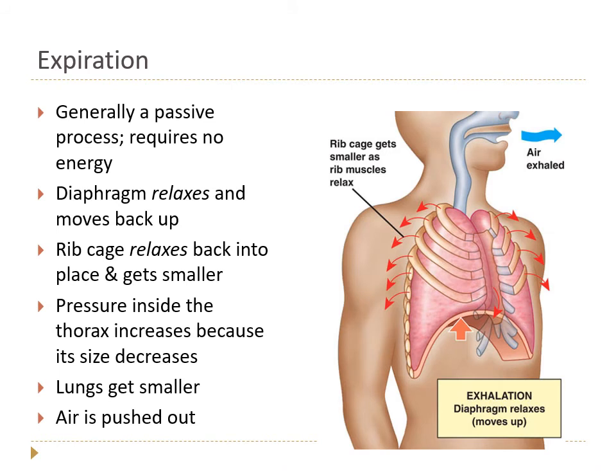Now, what about expiration? This is generally passive. Expiration is the passive phase, and the diaphragm relaxes. When the diaphragm relaxes, all your organs and stuff in your belly push it back upwards. And so the pressure inside the thorax increases because now you have the diaphragm pushing up into the thoracic cavity, and so the air gets pushed out. This is a passive relaxation process.